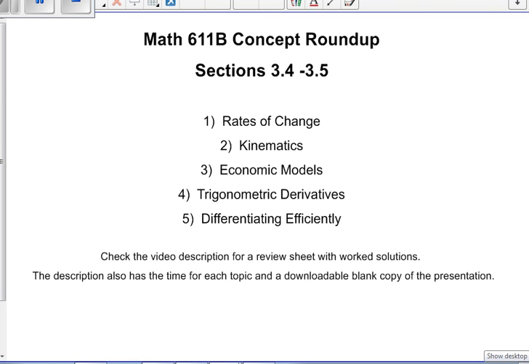Hi folks, welcome to the Math 611B Concept Roundup for sections 3.4 and 3.5. We're looking at kinematics, economic models, rates of change, and trig stuff.